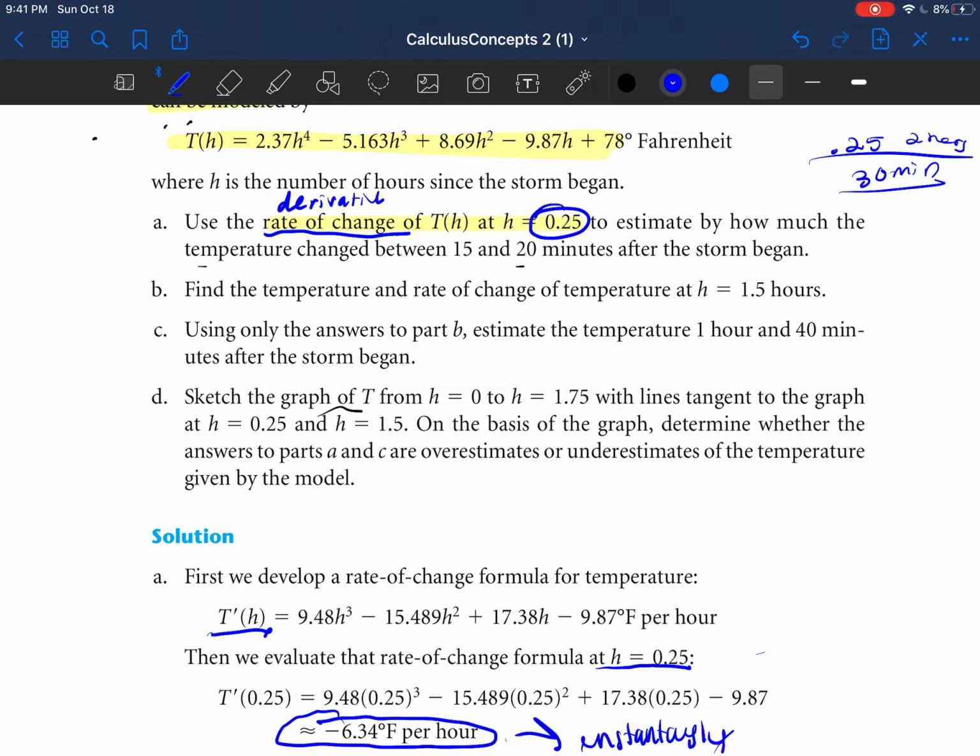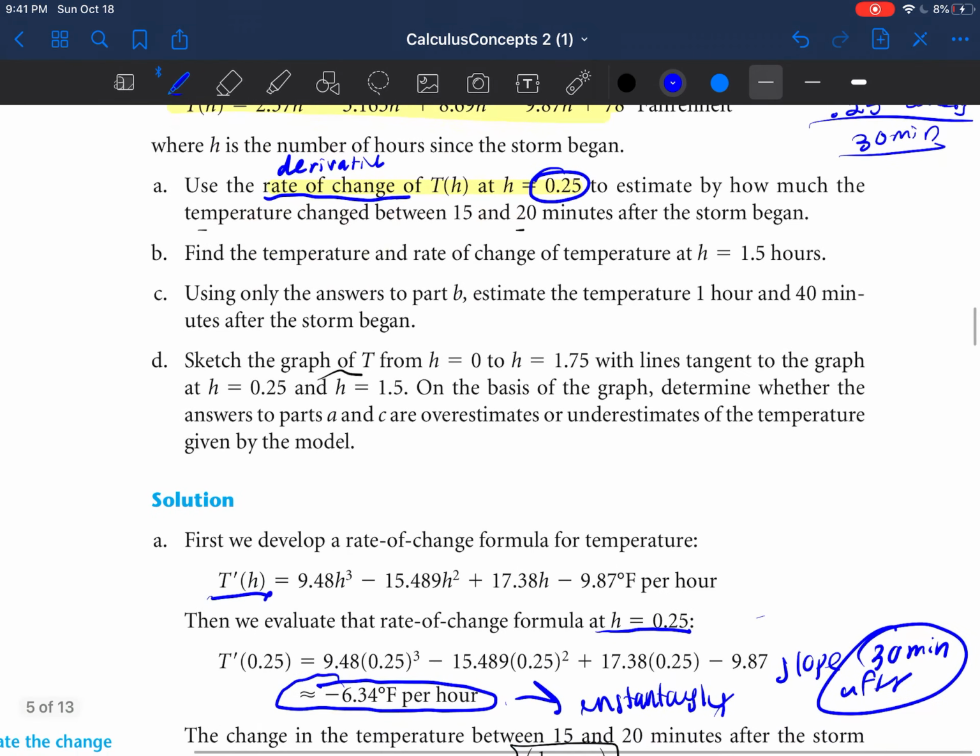So that's the slope, the slope at 30 minutes after the storm. So that's how much it's going to change exactly at 30 minutes after the storm. But we don't know if it's going to continue to change at this rate. We don't know if the temperature is going to continuously drop 6.34 degrees Fahrenheit per hour. So then let's go down.